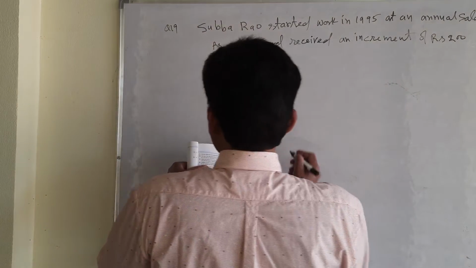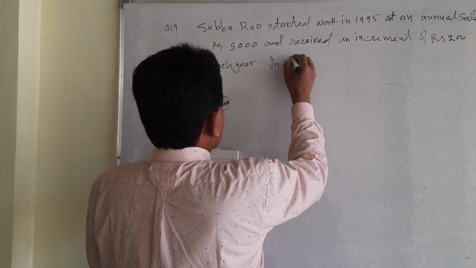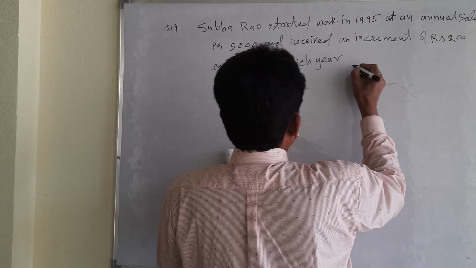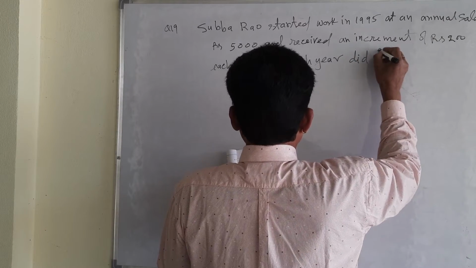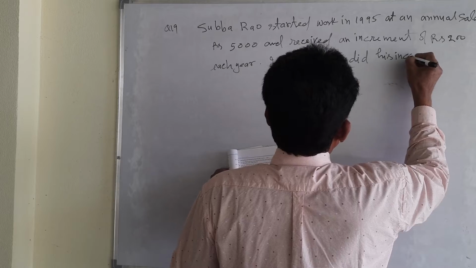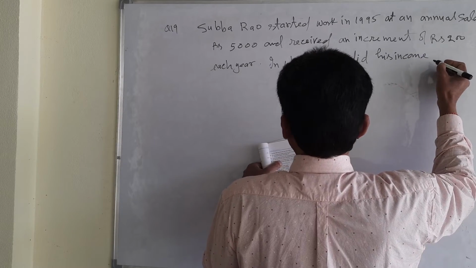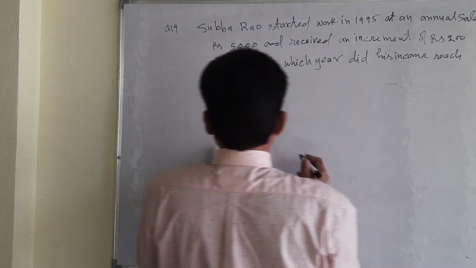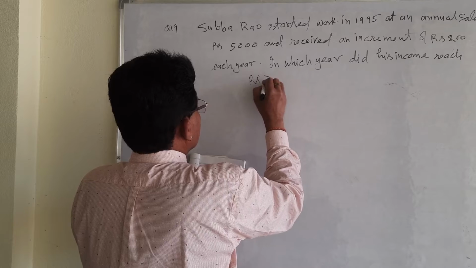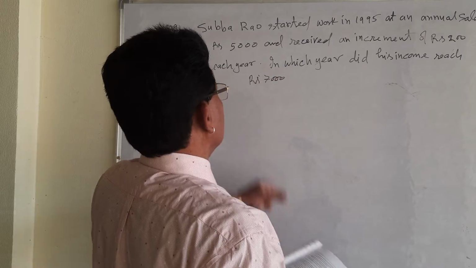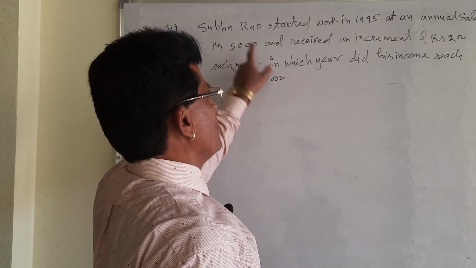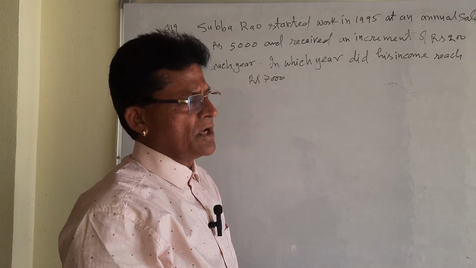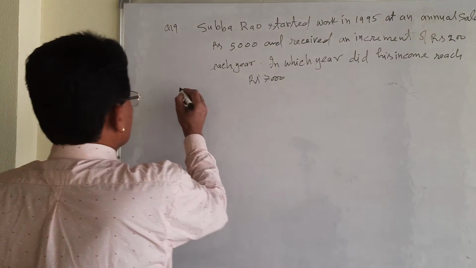Okay, let me take the other things. In which year did his income reach rupees 7,000? It started from 5,000. In how many years will his salary be 7,000 rupees? Means 2,000 more. Okay, let me take the solution of it.